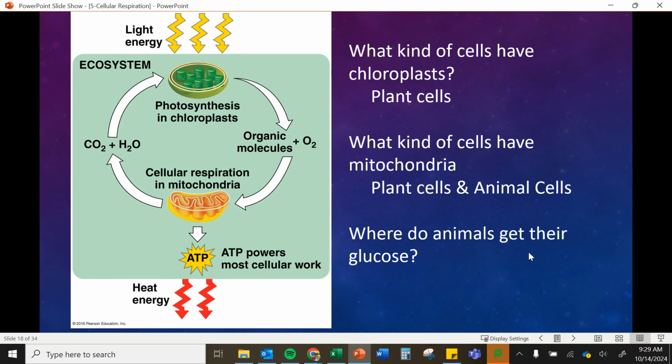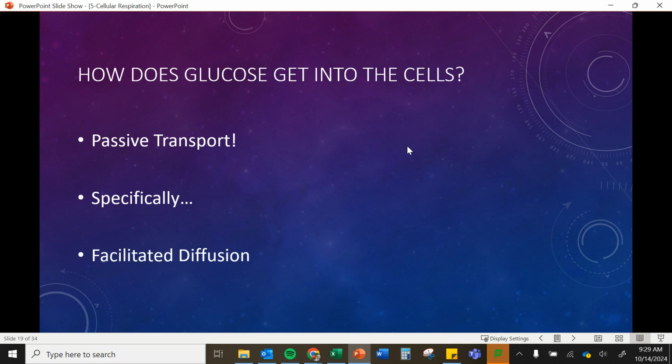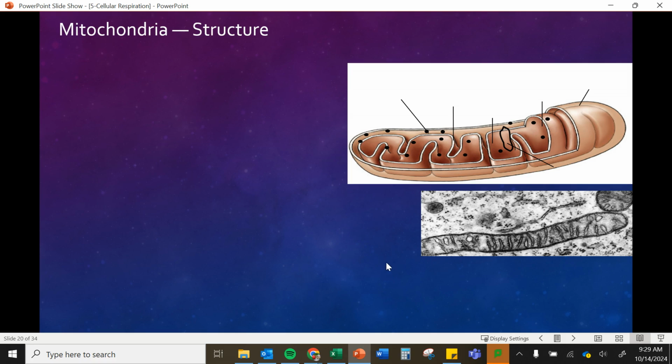Okay, where do animals get their glucose from? So unlike plants where it makes their own glucose, animals get their glucose from eating food. So once we have that glucose, either for plants, it's already made in the cell. But for animals, how does that glucose get into the cells? Okay, so it's going to happen through transport, passive transport, specifically facilitated diffusion, because glucose is a large molecule. It needs some sort of transport protein to go through.